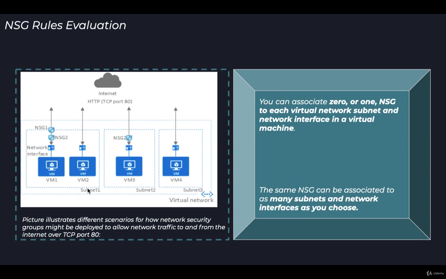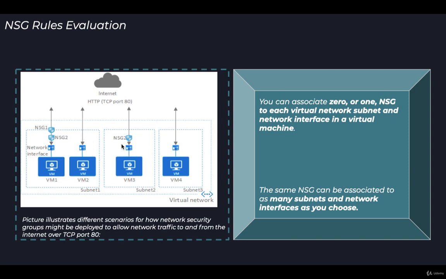Now, if we come to VM2 in the subnet 1 itself, you can see there is no NSG attached. So in that case, the traffic for port 80 is allowed because there is no NSG attached, and it will be passed.